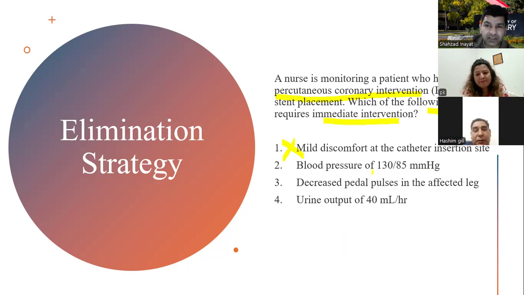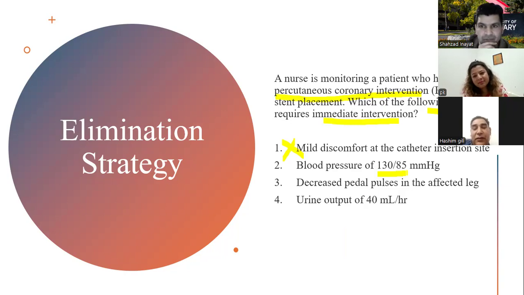Hashim, what do you think? Is this blood pressure normal, or is this something serious? Sir, this can be serious too, this blood pressure 130/85. But in my opinion, sir, the third question, decreased pedal pulses in the affected leg, I feel this is the answer. Okay, but my question was, is this a serious thing? Is this blood pressure a serious thing? Yes sir, serious thing.